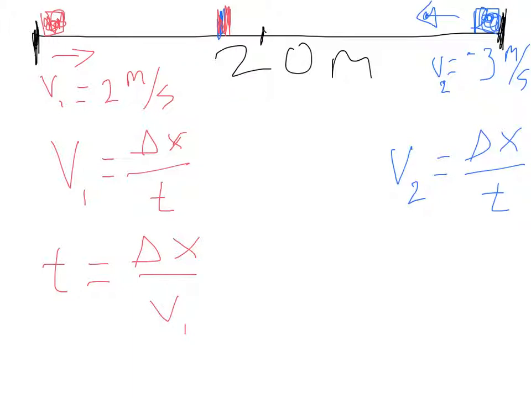Again, I'm going to multiply both sides by t over here, and then divide by the velocity of cart 2. And you see that the amount of time that the red cart will be moving before it hits the blue cart will be how much its position changes divided by the velocity that the red cart is traveling at. Again, the amount of time that the blue cart will be traveling before it hits the red cart will be its change in position divided by how fast it's going, negative 3 meters per second.